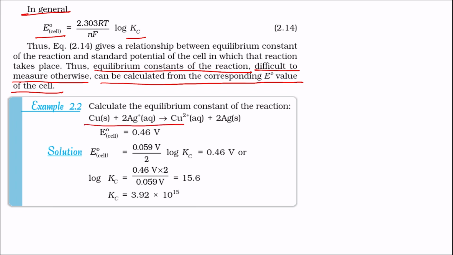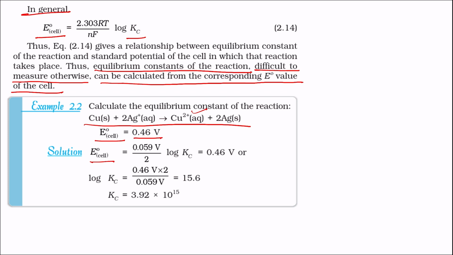Now this is the reaction. If in general it is difficult to calculate the equilibrium constant for this reaction, then knowing the E naught cell value for this reaction, the equilibrium constant can be calculated. E naught cell is equal to 0.059 divided by the number of electrons involved in this reaction, which is 2. Copper gives 2 electrons and changes to Cu2+ ion, and 2 moles of silver ion accept 2 electrons and change to 2 moles of silver atoms or solid silver. So the number of electrons involved is 2.